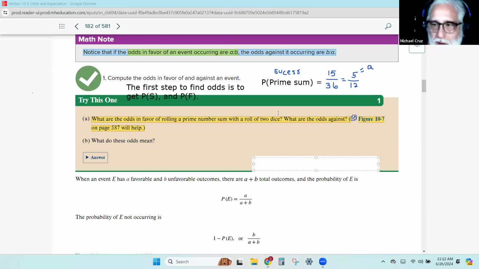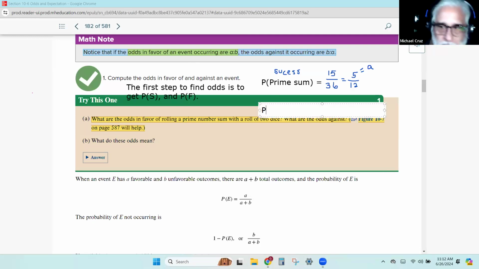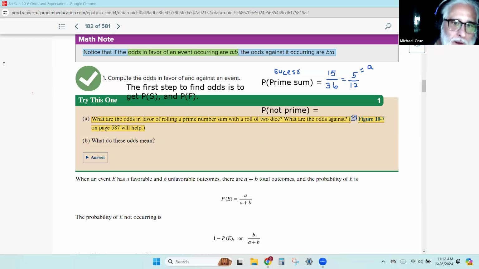The probability of not prime then is going to be the complement. Here's the quick way to find it. And you'll see them doing this. And unless you really catch on quick, you'll wonder why they're doing it. But this is all it is.